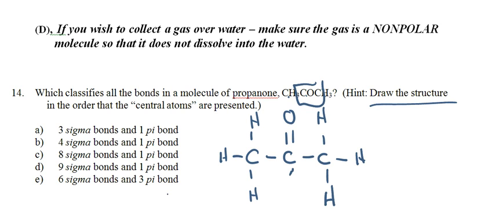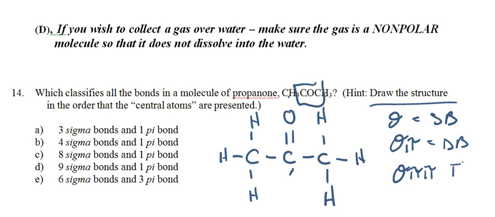Okay, so questions wanting to know about sigma and pi bonds. And again, remember, a sigma bond represents a single bond, a sigma pi represents a double bond, and a sigma pi pi represents a triple bond. So whenever we do something like this, if we were looking at a triple bond, we'd have 1 sigma bond and 2 pi bonds within that structure.